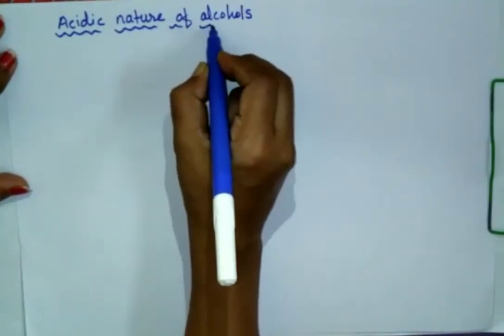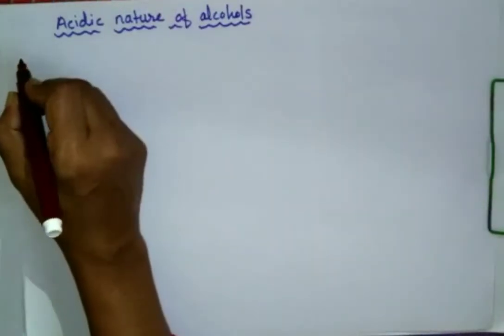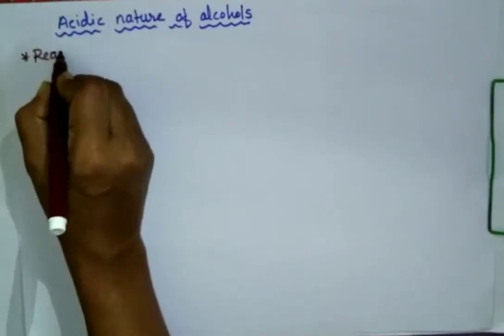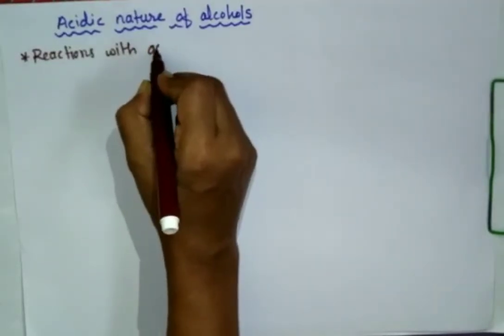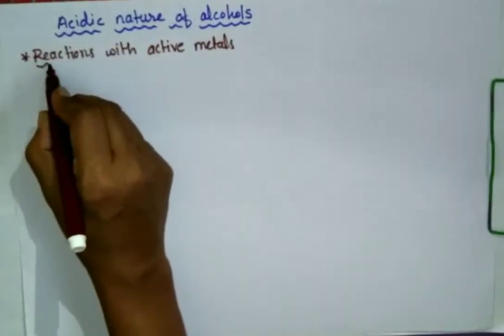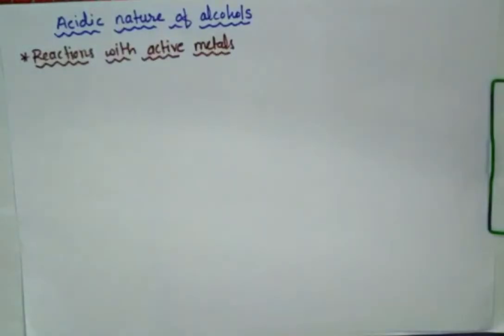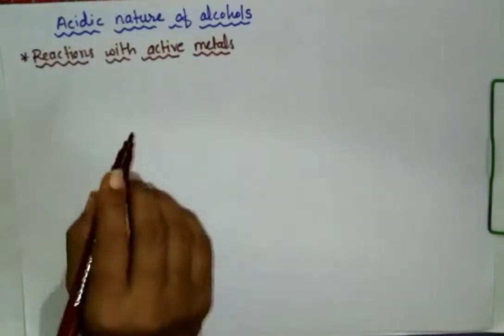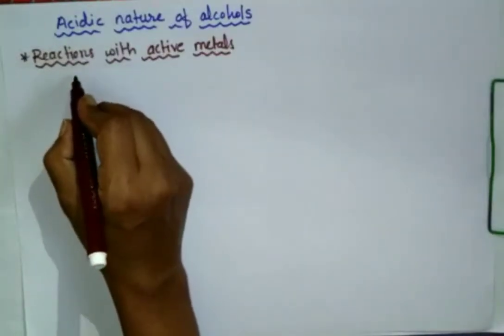Acidic nature of alcohols. So here, reaction with active metals, reaction of alcohol with active metals or alkali metals, that is group 1 and group 2 of the periodic table. They are called active metals. And here I will write the reaction of alcohols with these metals.